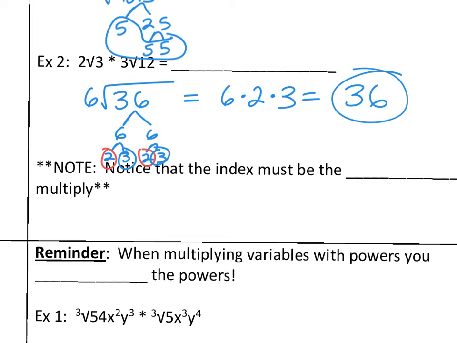One thing we haven't talked about yet. It says notice, the index must be the same to multiply. You cannot multiply the square root of 2 times the cubed root of 2. I mean, you could, and you'd get a decimal if you type that in your calculator, but as far as simplifying like this, you cannot multiply them together. Okay, let's go ahead.